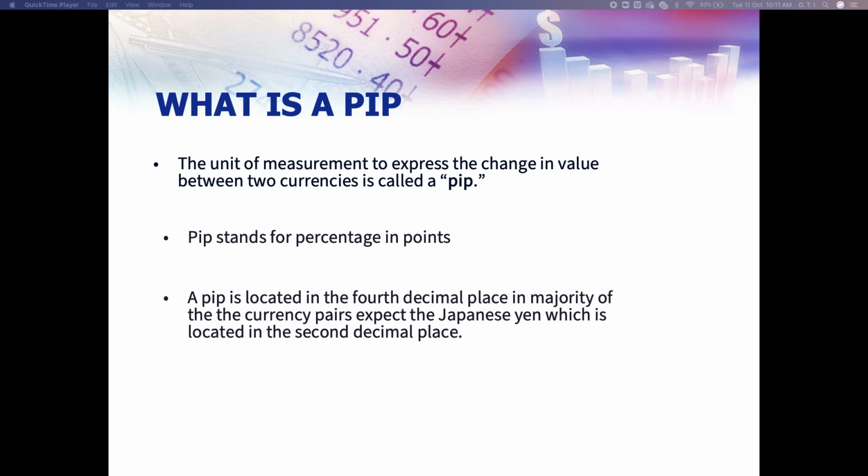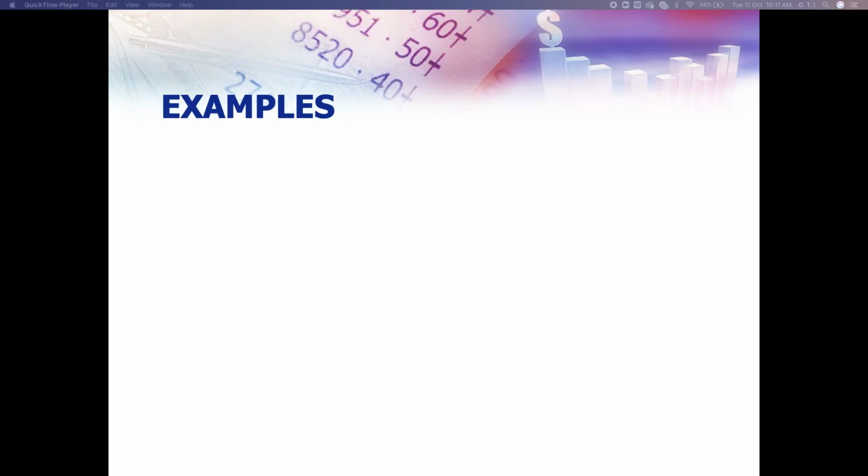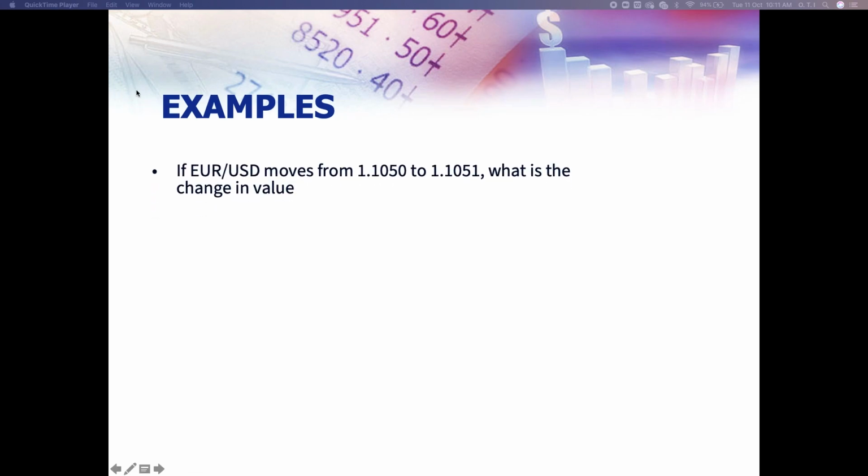Now, the PIP is located in the fourth decimal place in the majority of currency pairs, except the Japanese yen, which is located in the second decimal place. We are going to go through a lot of examples for you to really understand this. The PIP is located in the fourth decimal place after the decimal point. So after the decimal point, what is the fourth decimal number? 1, 2, 3, 4. So the 0 here is the PIP in this case.